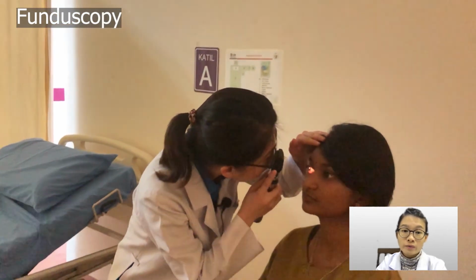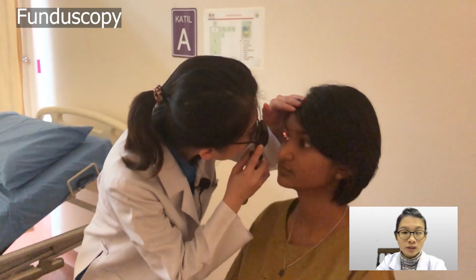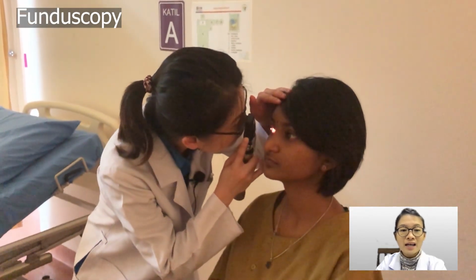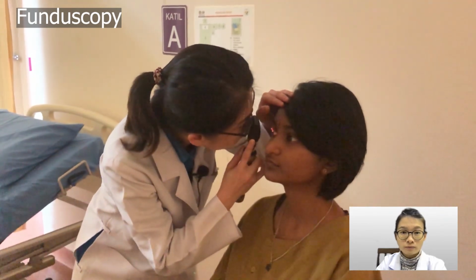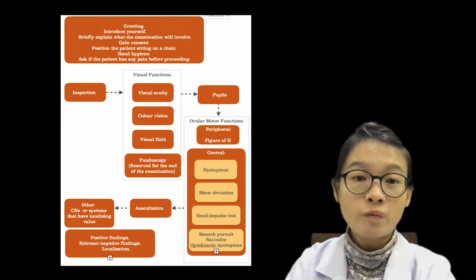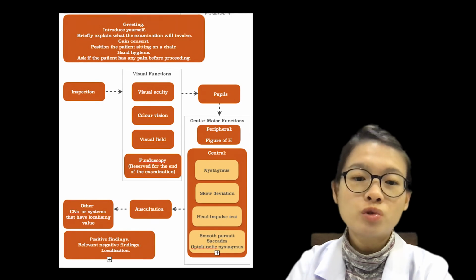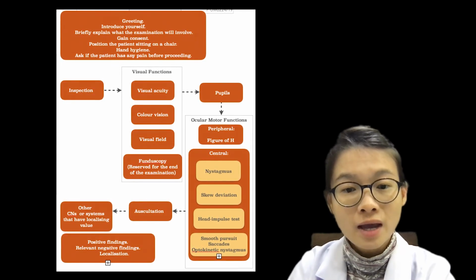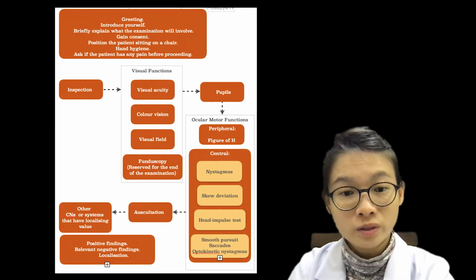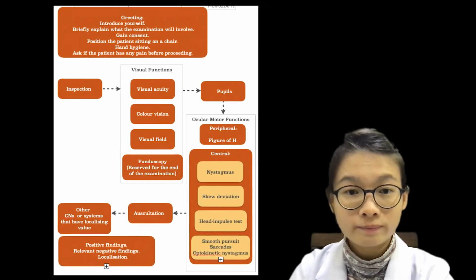Check for red reflex. After assessing the optic disc, check the macula by asking the patients to look directly into the light of the ophthalmoscope. We are done with checking the fundus. We have gone through all the elements of examination of the eye, summarized all the findings, and assess other cranial nerves or systems that have localizing value. Thank you.